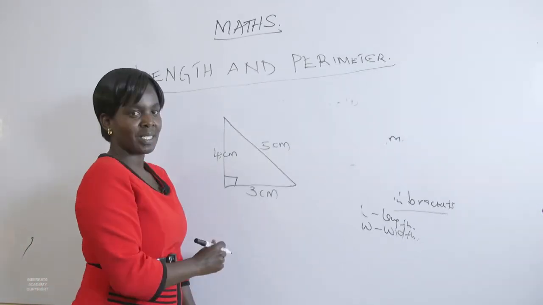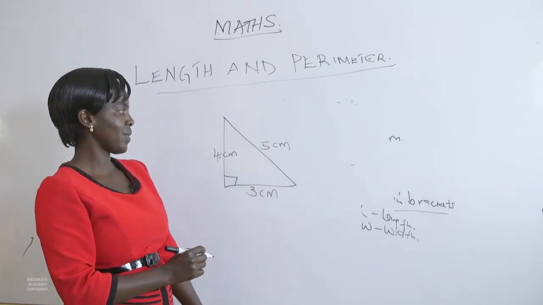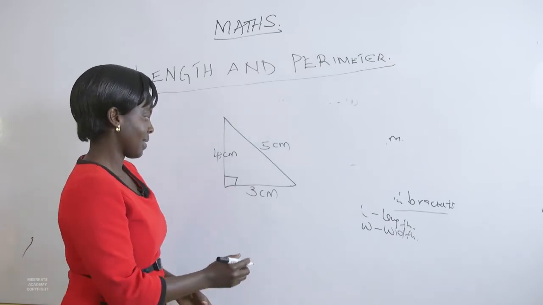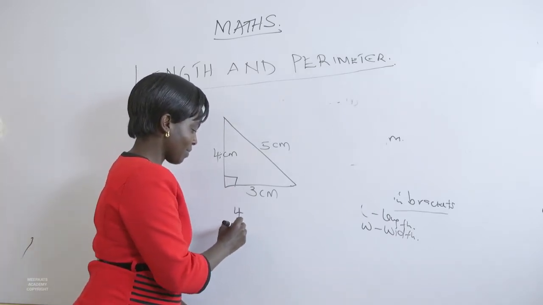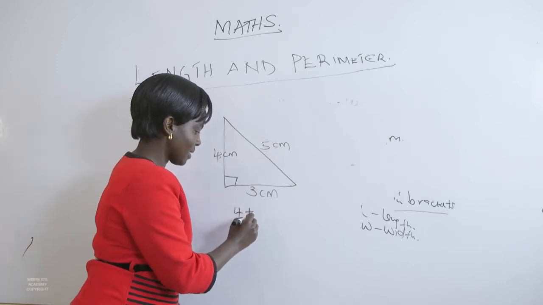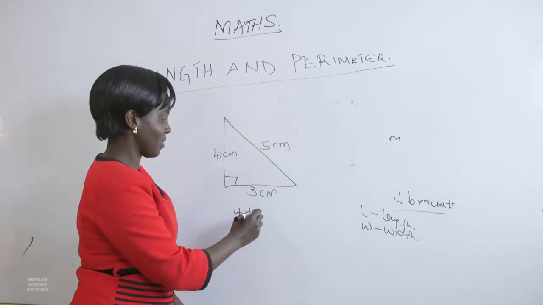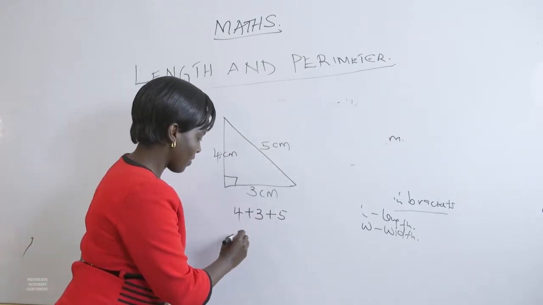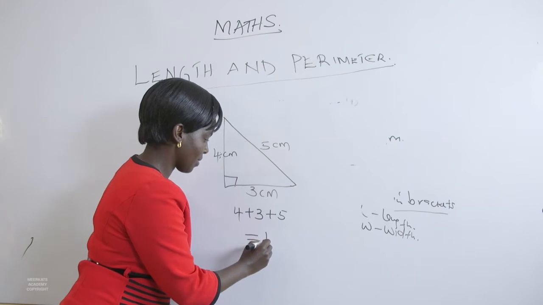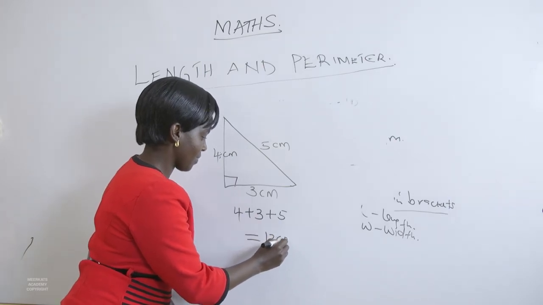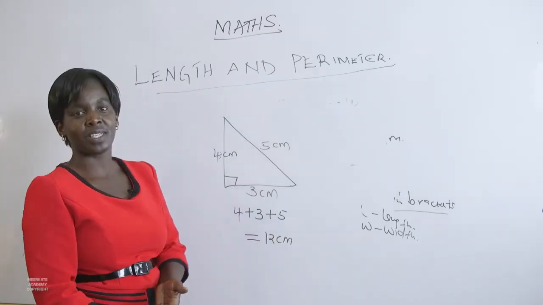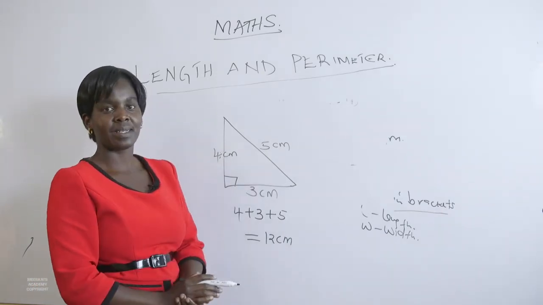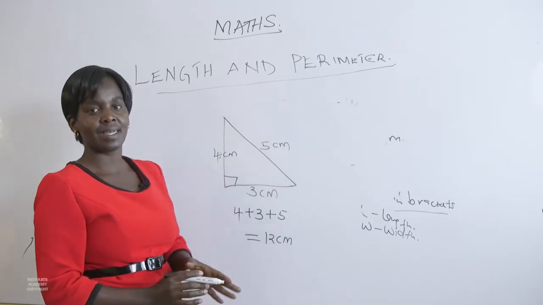So to find the perimeter of the triangle, we add the 3 sides. And our sides, one of them is 4 centimeters, another side is 3 centimeters, and another one is 5. If we add them correctly, our value will be 12 centimeters. So that is the perimeter all round the triangle. We add the 3 sides.